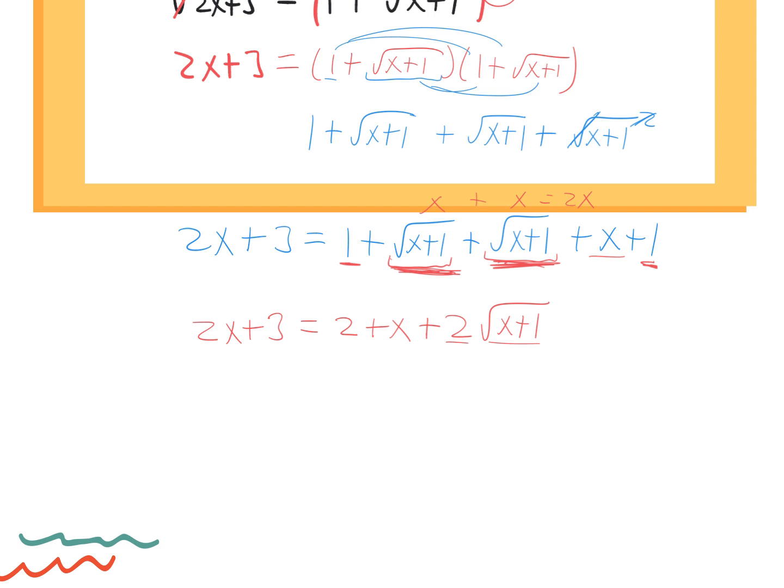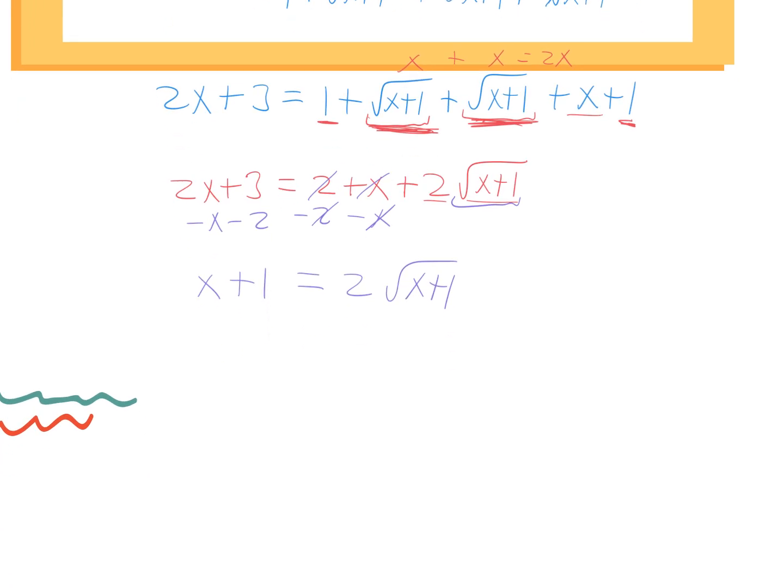And now that we have just one radical in our entire equation, let's get that radical by itself. So let's subtract 2 and subtract x, because we don't want those with our radical. We want them on the other side to get the radical by itself. So I get 2x minus x, which is just x, 3 minus 2, which is 1, and this is equal to, the 2 and the x cancel out, this is equal to 2 times the square root of x plus 1.